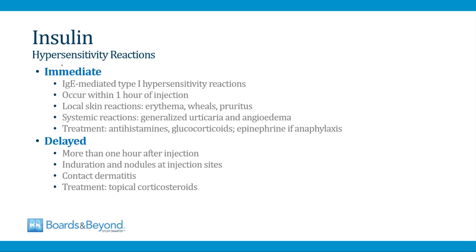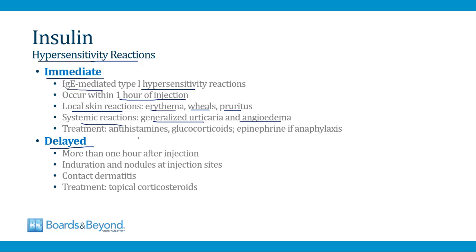Rarely, patients who take subcutaneous insulin can develop hypersensitivity reactions. These are divided into two subtypes, immediate and delayed. Immediate hypersensitivity reactions are IgE-mediated type 1 hypersensitivity reactions. They are basically variants of the same process that causes anaphylaxis. And by definition, an immediate reaction occurs within 1 hour of injection of subcutaneous insulin. This can be a local skin reaction with features like erythema and wheals and pruritus, or it can be a systemic reaction with generalized urticaria and angioedema, and it can even progress to anaphylaxis.